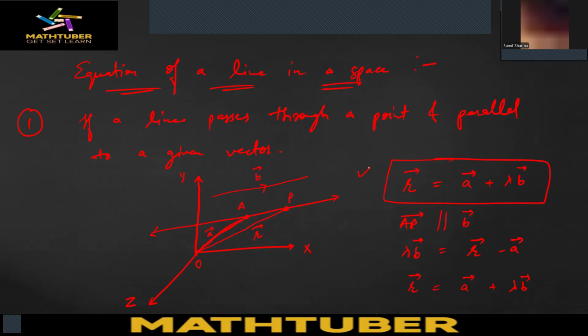So you just have to learn this equation only. R vector equal to A plus lambda B vector. The A vector is the point from where the line is passing, and B vector is the parallel vector, right? This will be given to you in the question. Now, this is known as a vector equation because we are using vectors here. There is another form of equation also which is known as a Cartesian form according to the given coordinates, right? So we will be talking about both the vector form and the Cartesian form.